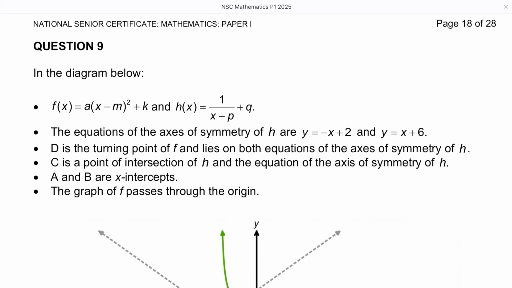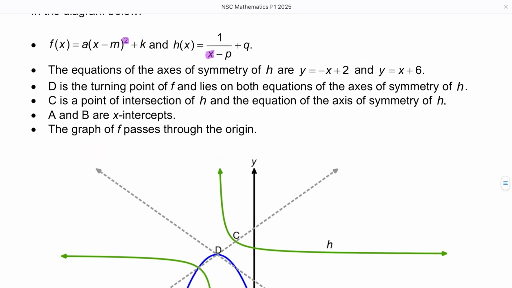In this video, we're going to take a look at question 9 in this question paper. It gives us in the diagram below the equations of f of x and h of x. Now, f of x, because we have the square and the format of this equation, is the equation of a parabola, and then h of x has got an x below the line, so that tells us that this is a hyperbola. We have to make sure that we can recognize which graphs we are working with by looking at the equations so that we know all the other characteristics of the specific functions.